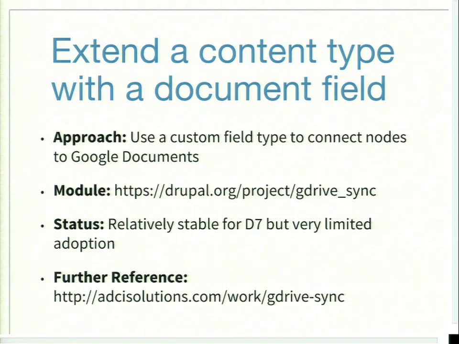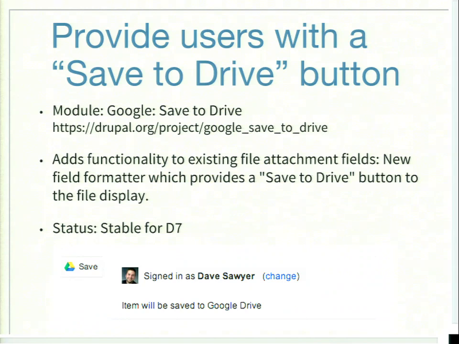Another thing you can do is extend a content type with a document field. This particular module, G Drive Sync, uses a custom field type to connect nodes to Google Documents. It's really just a simple way of saying this node is associated with this Google document, to provide a synchronization in that way. Not pulling the Google Documents into Drupal as much as associating Drupal pages or nodes to corresponding documents. Another very simple one, but very handy.